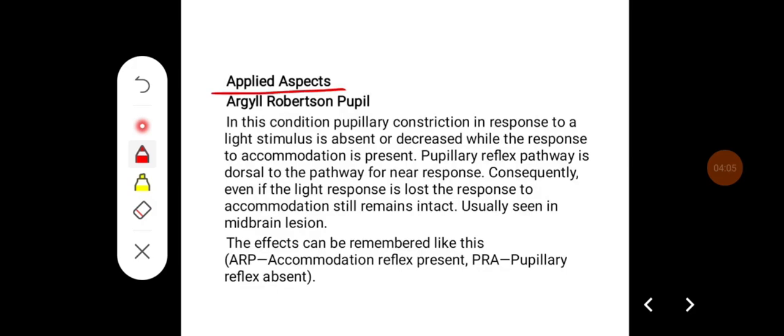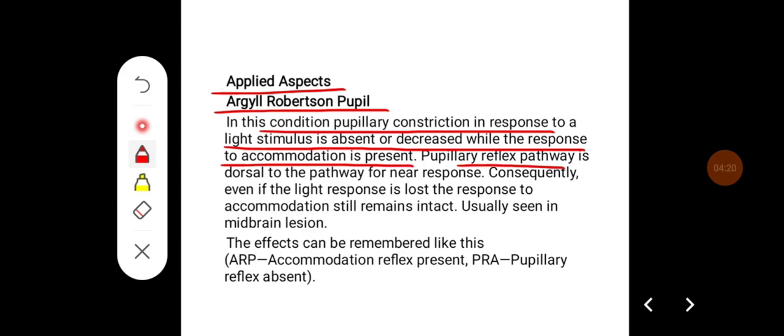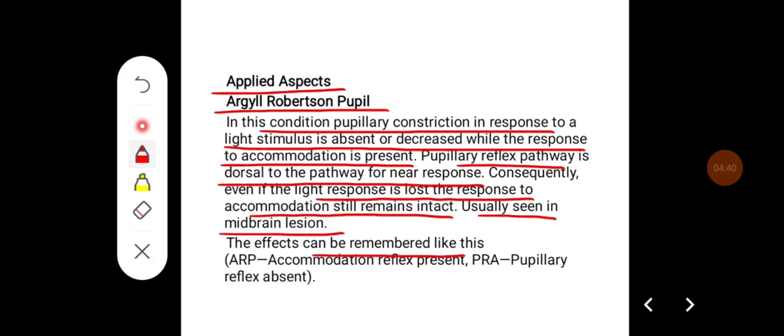Some of the applied aspects. Argyll-Robertson pupil. In this condition, pupillary constriction in response to a light stimulus is absent or decreased, while the response to accommodation is present. The pupillary reflex pathway is dorsal to the pathway for the near response. Consequently, even if the light response is lost, the response to accommodation still remains intact, and it is usually seen in the midbrain region. The condition can be remembered like this: ARP is accommodation reflex present, and PRA, that is pupillary reflex absent.